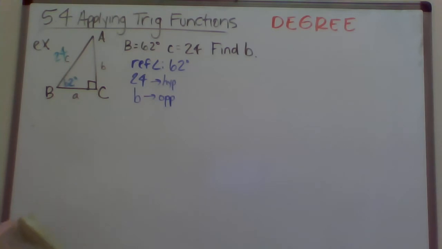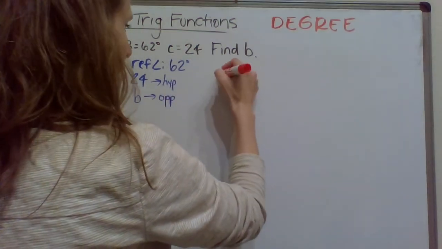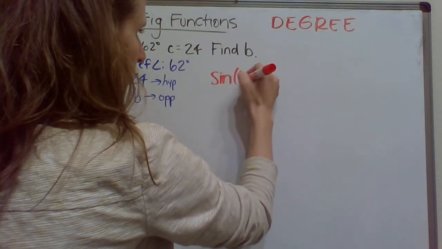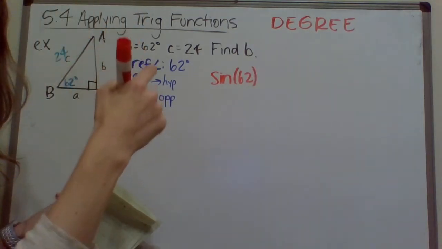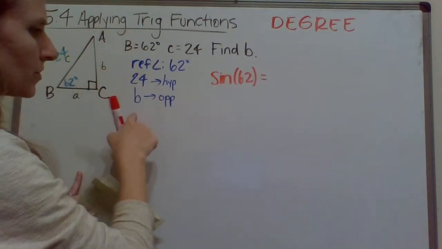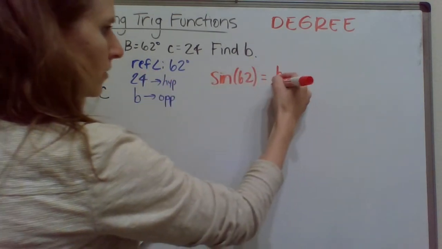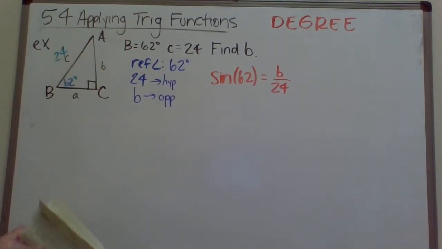So once I write out this information, then I ask myself, using SOHCAHTOA, which one of those has hypotenuse and the opposite for its comparison? So obviously it's going to be sine. So then we're going to set up our trig ratio. It's going to say the sine of 62, sine of the angle, is equal to opposite over hypotenuse. So the opposite side was b, over the hypotenuse, which is 24. So all we've done so far is just set up the ratio. From here, we want to actually solve for b.